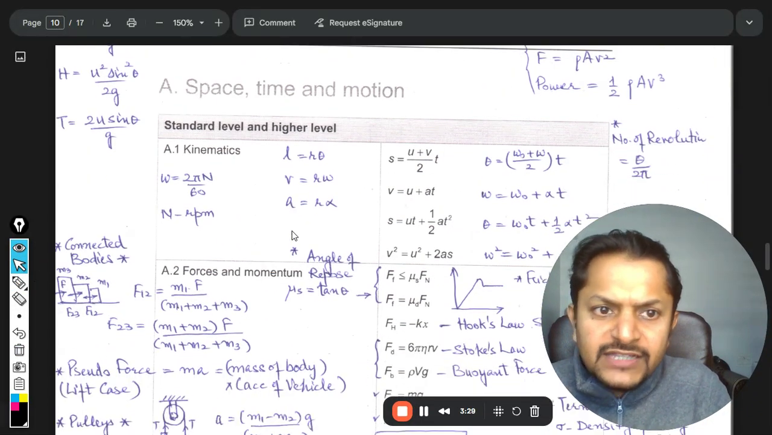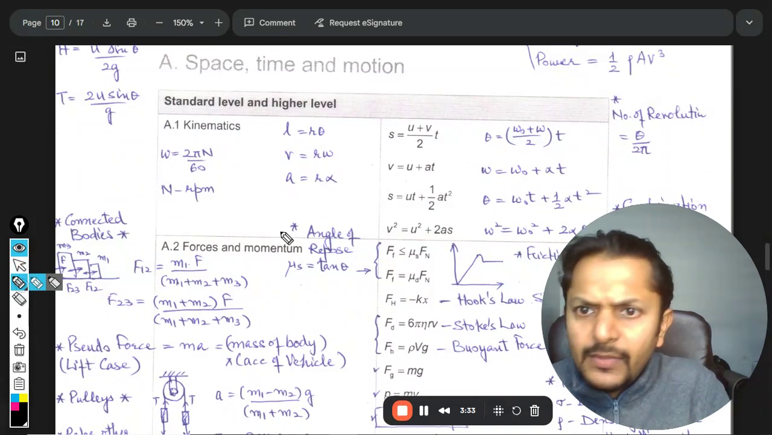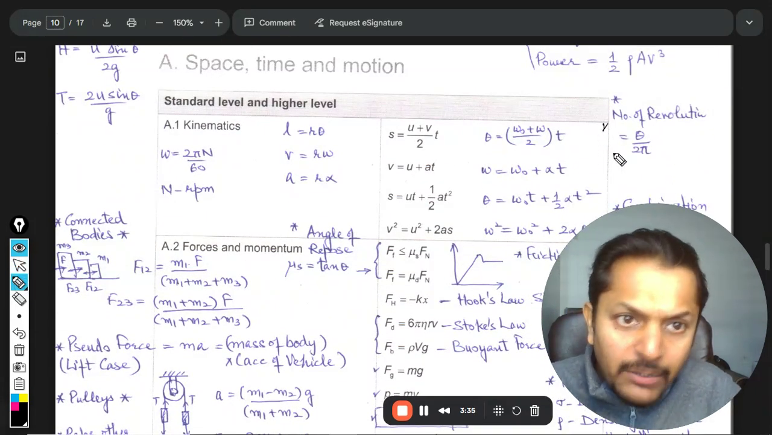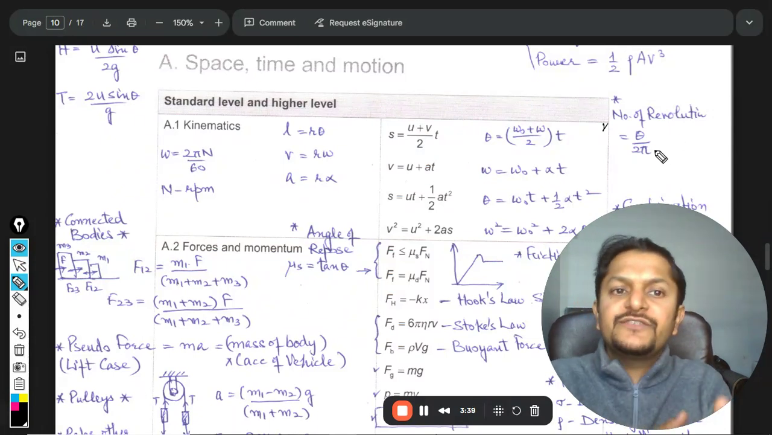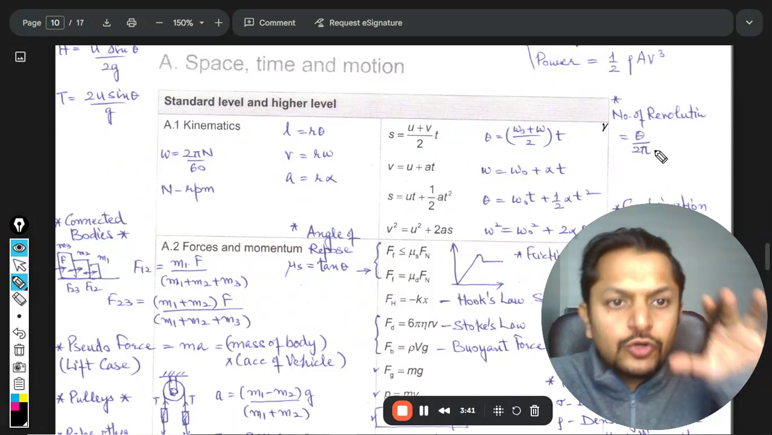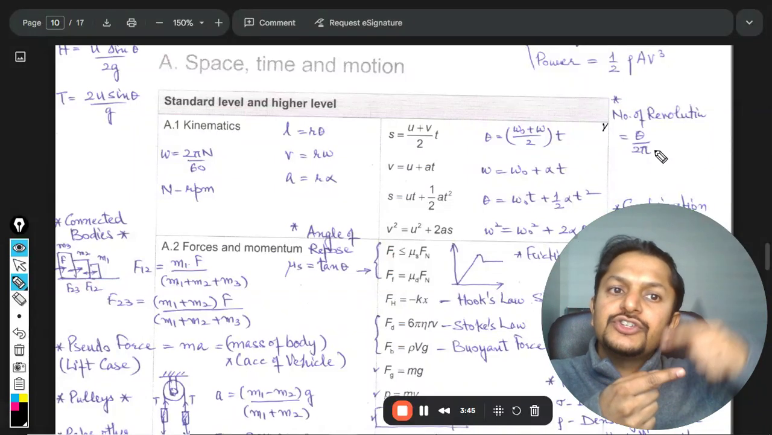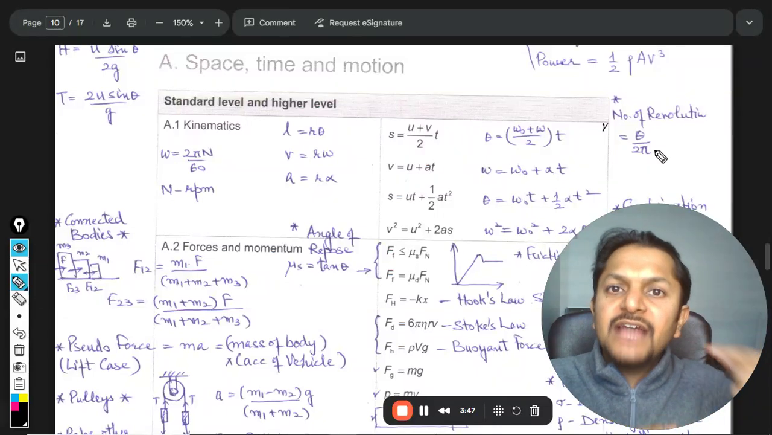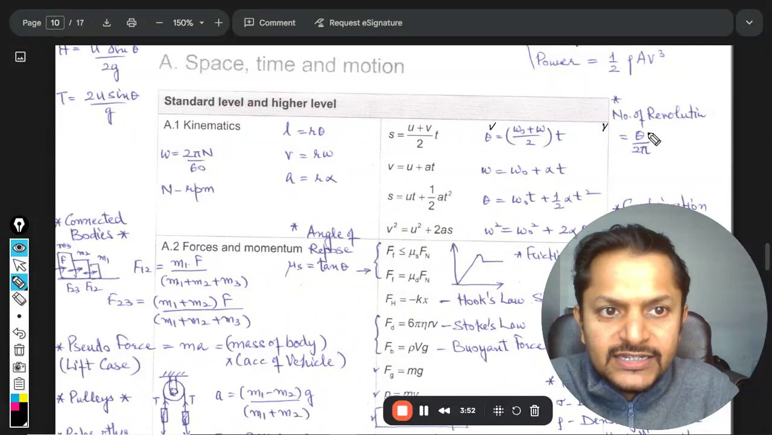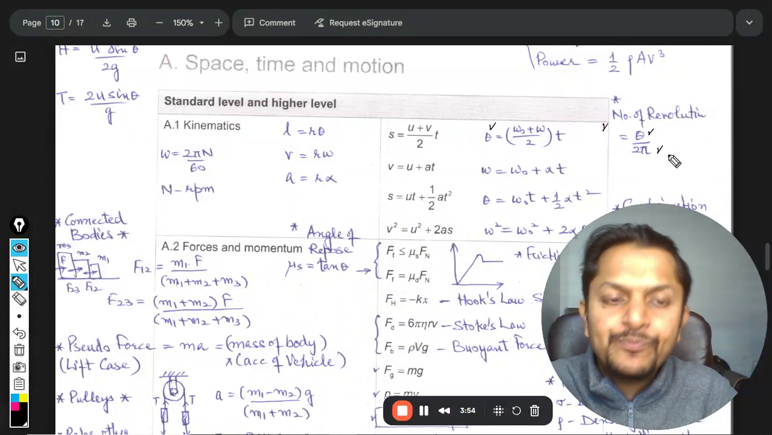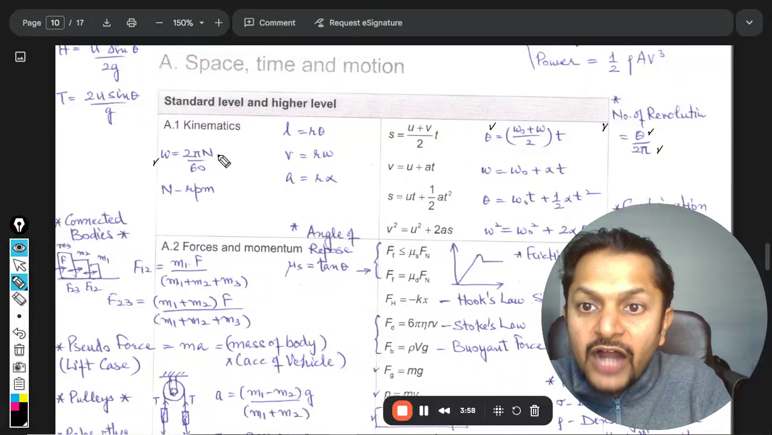After this, there are a couple of more formulas that I have written here. Let me discuss that. Number of revolutions. I have not written this formula in the topic A4, so you need to concentrate here. When you want to find the number of revolutions that the tire or the body has made, you will find the total angular displacement divided by 2 pi.